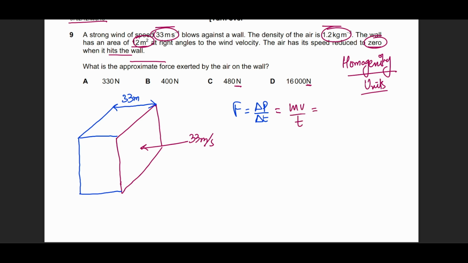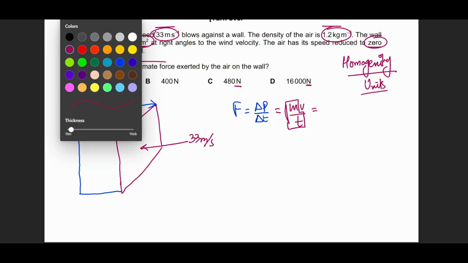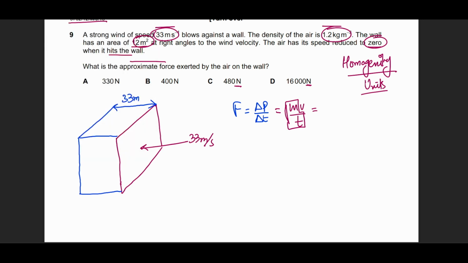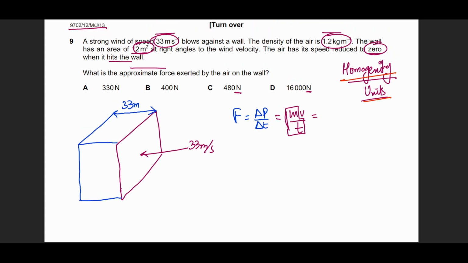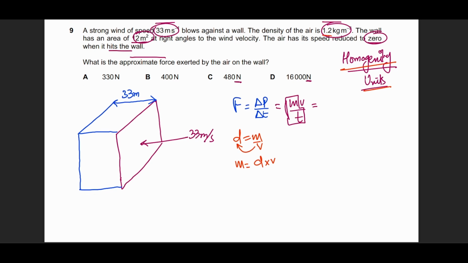Now, the problem is that we understand what the velocity is. It is changing from 33 to 0, but we don't have this m by t factor. We are going to try to find this out using the idea of homogeneity. To find mass, we have density is equal to mass over volume. We multiply volume with density, we find mass. So mass is equal to density multiplied by volume. Now, we don't have the volume, but we do have the density, which is 1.2. So let's replace 1.2 into the equation.